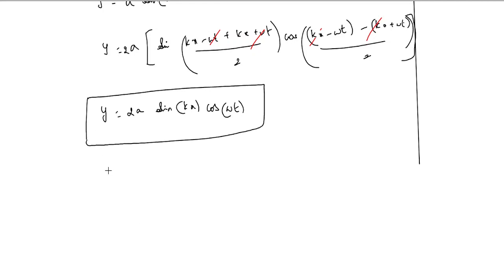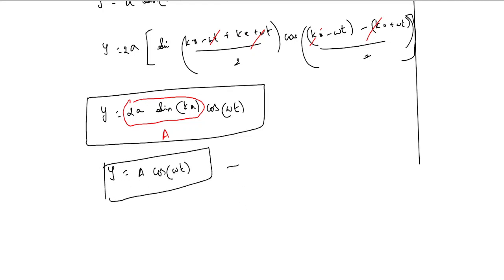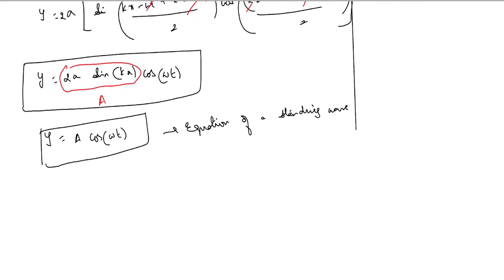We can rewrite this as y is equal to, we can group this into a single term called capital A. So y is equal to capital A into cos omega t. So this is the equation of a standing wave. Now observe carefully here that in this case the amplitude of any particle is not constant.